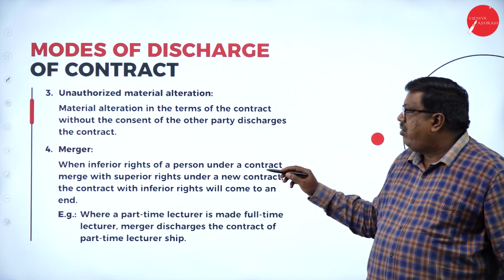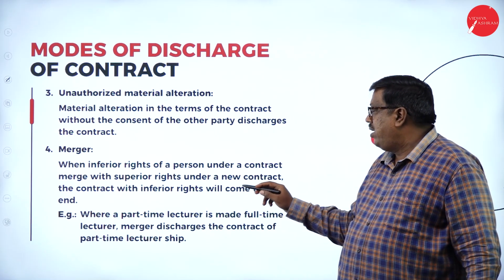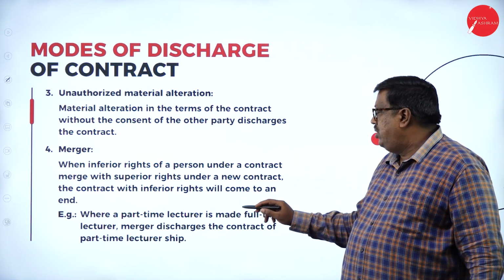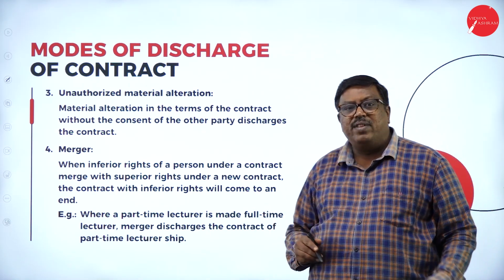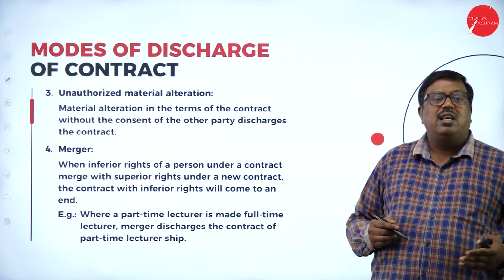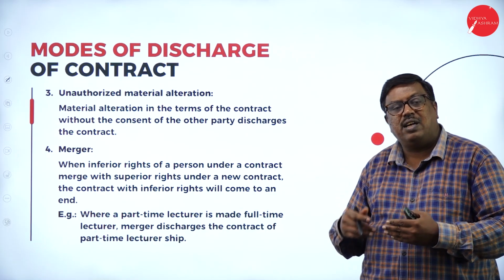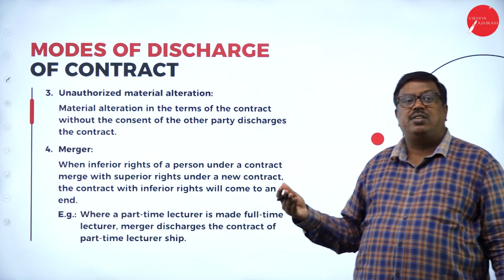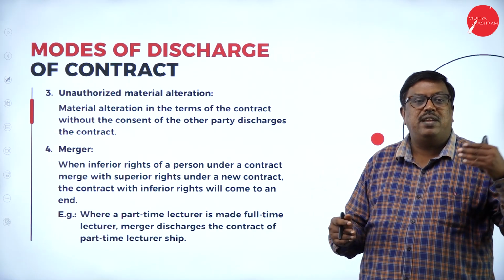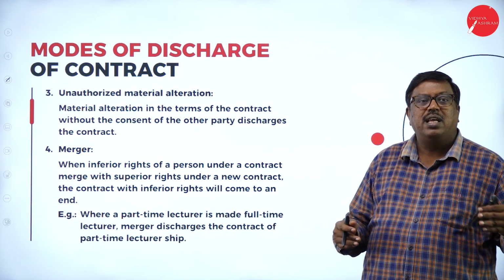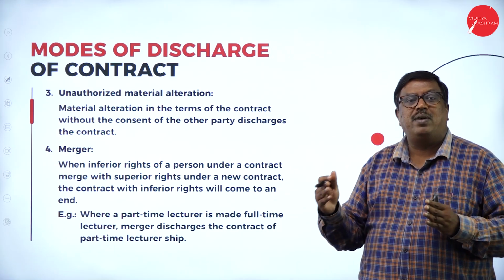Merger. When inferior rights of a person under a contract merge with the superior rights under any new contract, the contract with inferior rights will come to an end, where a part-time lecturer is made full-time lecturer. Merger discharges the contract of part-time lecturership. When I was working as a part-time faculty, there was a benefit for me. Whenever the classes were there, at that time I was coming, and after the classes I was leaving. When I became a full-time lecturer, it is my duty to be there from morning to evening in the institution. The previous relationship we had in the part-time will be merged with the new rules and regulations of full-time employability, whatever it is.